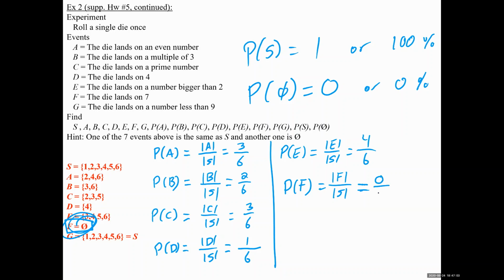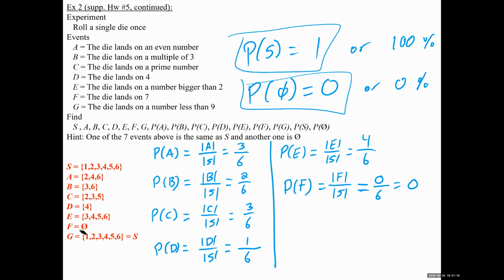And there's 6 things in S, and if you do 0 divided by 6, you get 0. So there's work if you wanted to show it. But again, you don't need to show it. Probably the empty set is always 0. Probably the sample space is always 1. Okay, so that's how that goes.